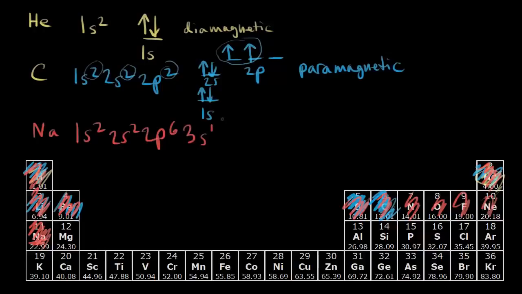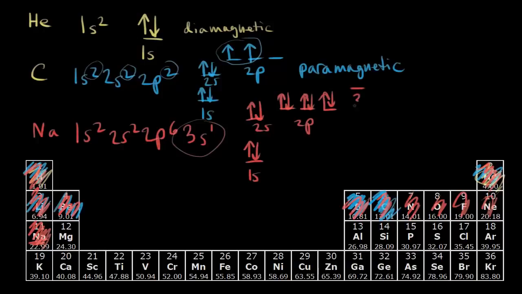If we did that in orbital notation, we would have the 1s orbital with 2 electrons, and the 2s orbital with 2 electrons. 2p orbitals, we have 1, 2, 3, 4, 5, 6, and then we have 3s1. So we have the 3s orbital right here, 1 electron in the 3s orbital. Notice, 1 unpaired electron. An unpaired electron means paramagnetic. So sodium is paramagnetic, sodium atom anyway.